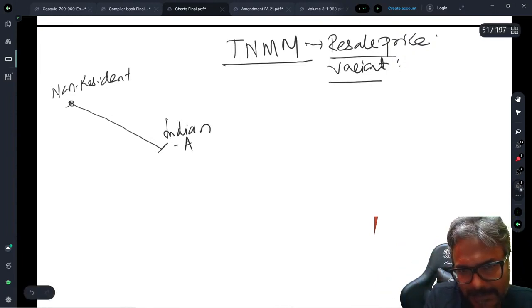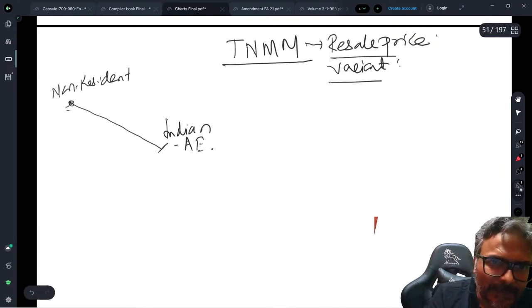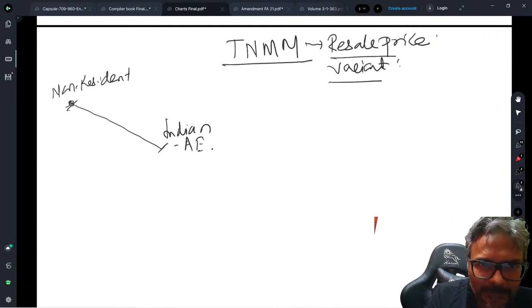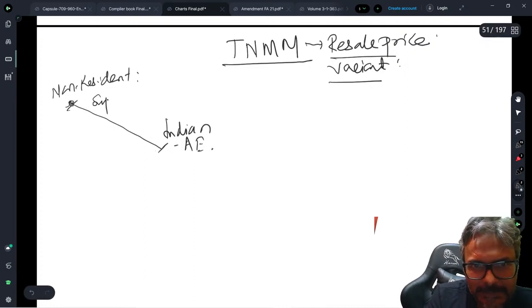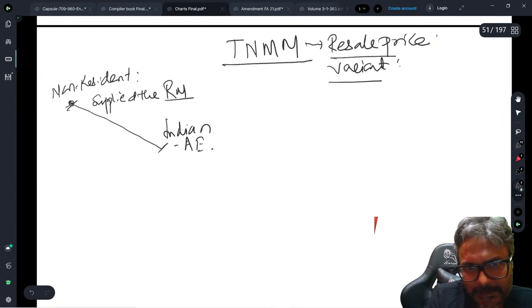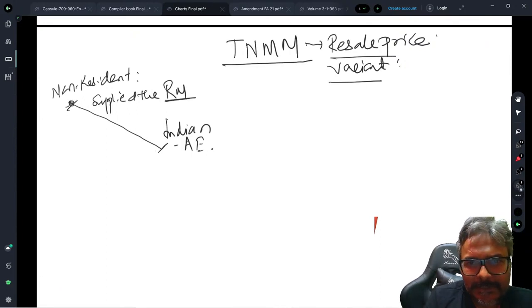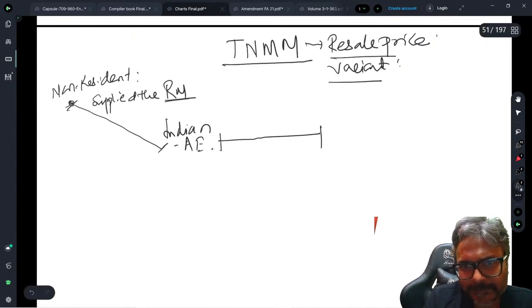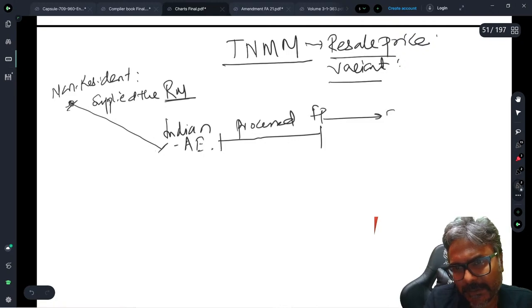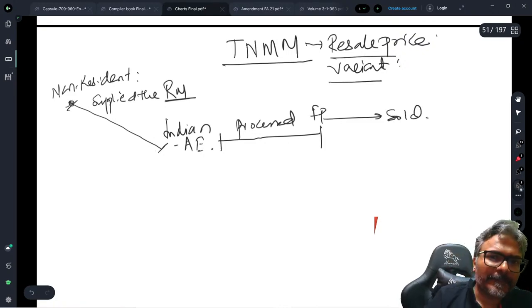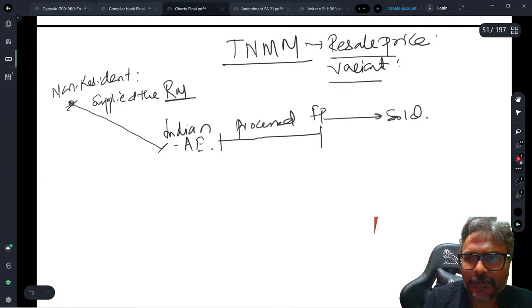The non-resident AE and the Indian AE. Okay, so he has supplied the raw material to the Indian AE. And then what they have done? Processed to make a final product, and the final product is sold. Okay, have you all copied this one?